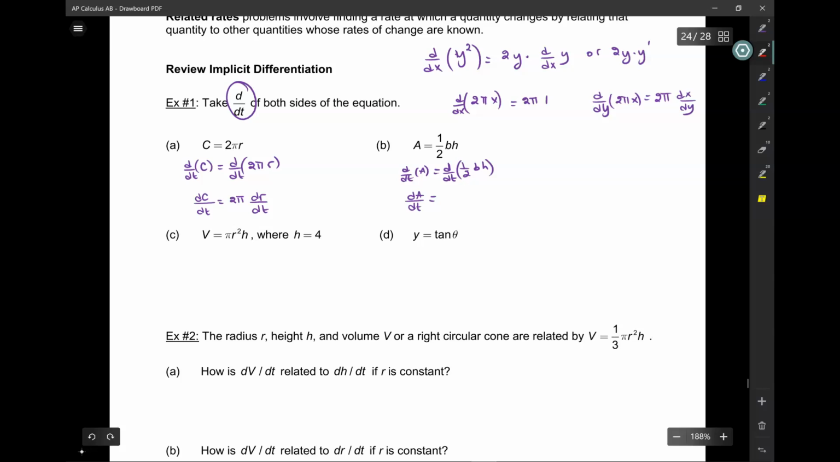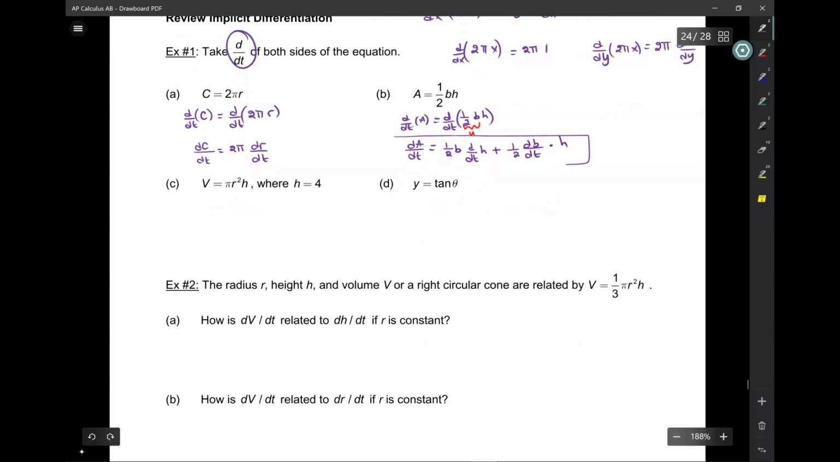What I'm going to do, though, is take one half b as u, and h is just going to be v. So now, u times the derivative of v is one half b times dh/dt, plus the derivative of the first one, which is one half dB/dt, times the second one, h. And that is how we simplify this one.